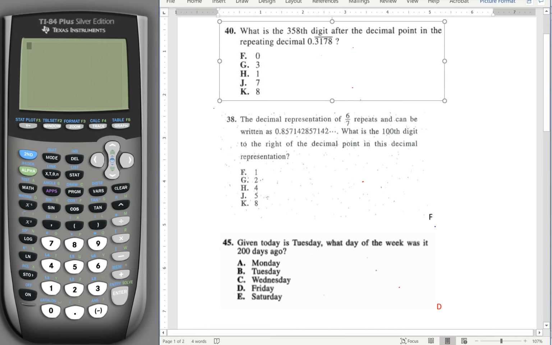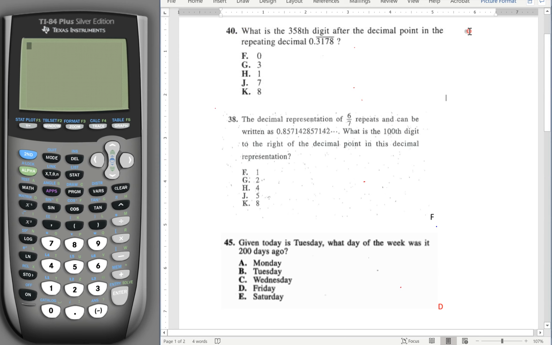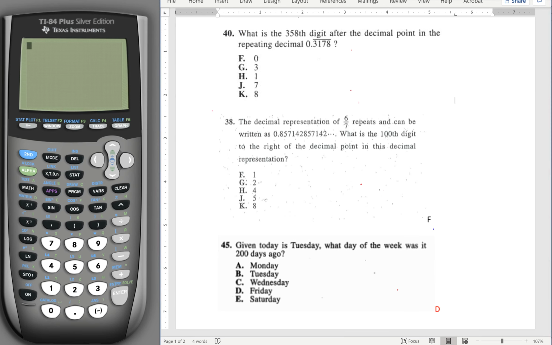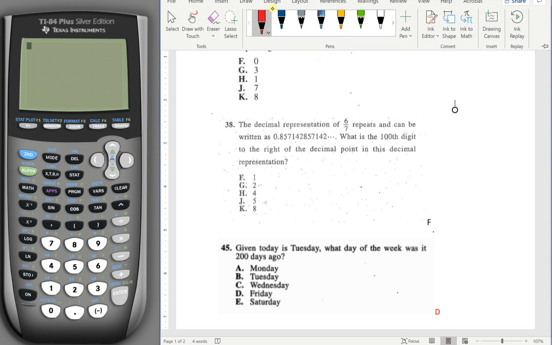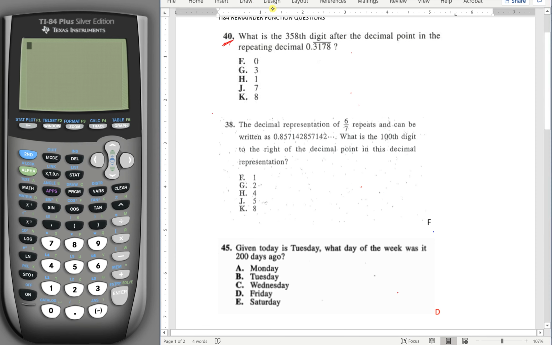Number 40 right here. I know I've got a pen. I absolutely had a pen before. Okay. Right.